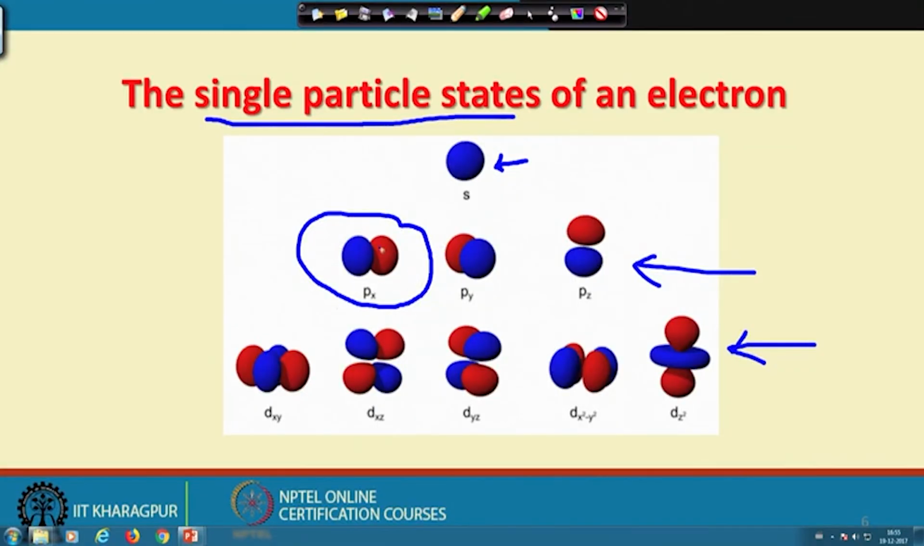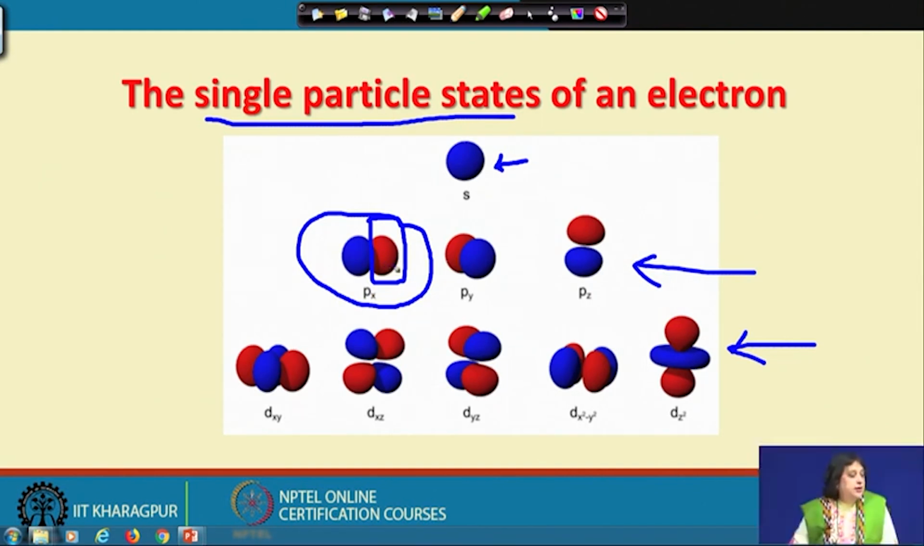Now, this actually has a lot of importance as far as the overlap of these orbitals is concerned, and therefore it is found extremely useful if you use two color codes. For example, here in this case, this part of the single particle state, that is the px orbital, originally had, say, the positive sign associated with the wave function, and this portion had a negative sign.